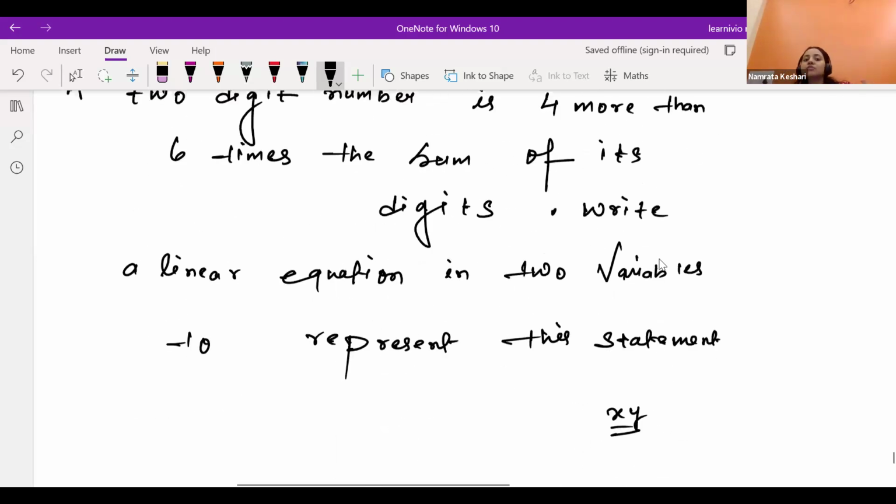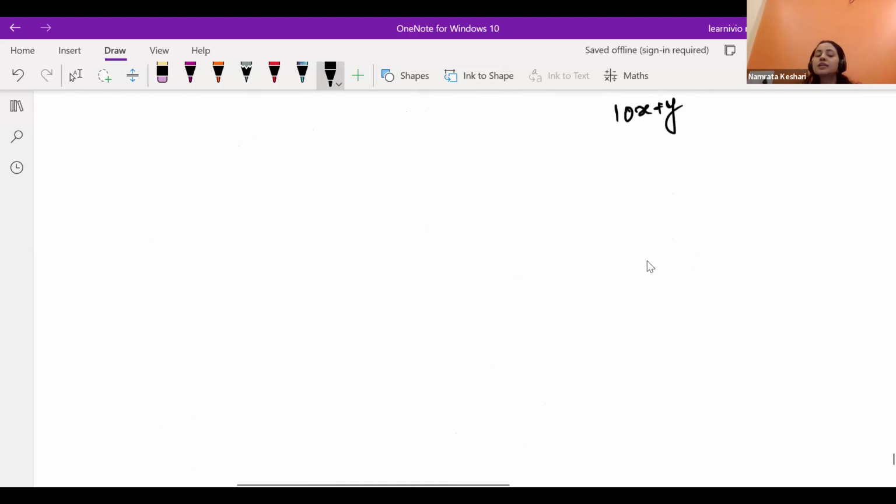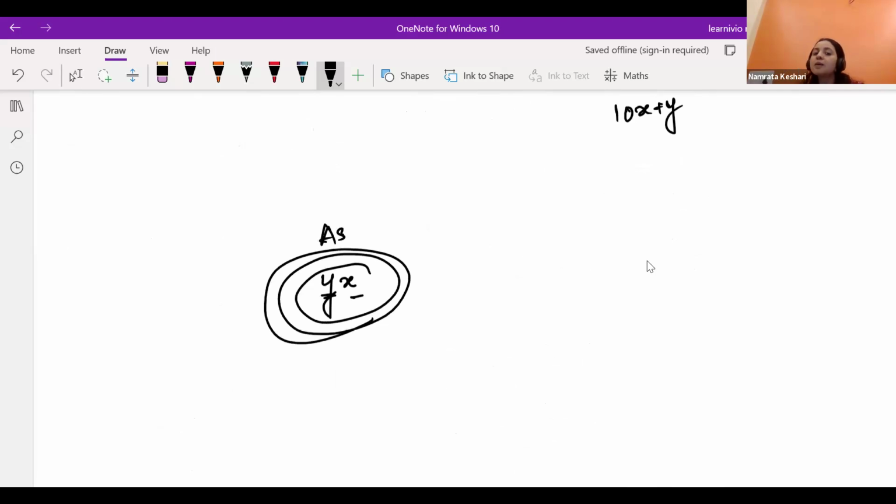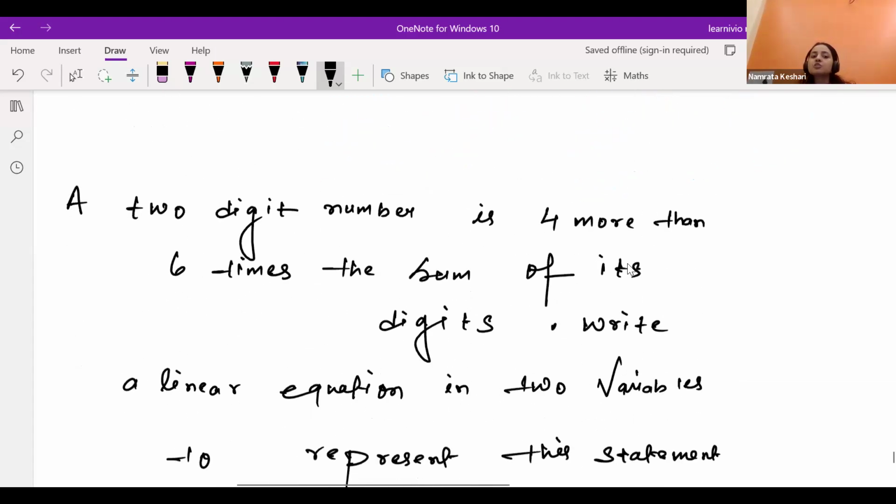Or, the other possibility, you are thinking about a two-digit number like this: y you are keeping at the tens place and x at the ones place. So if you want to take the assumption like this, please write the expanded form, that your two-digit number is 10 into y plus x. That means your two-digit number is 10y plus x. So either you can say your two-digit number is 10x plus y or 10y plus x.